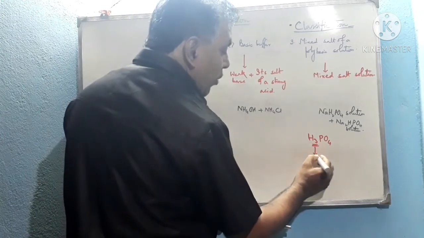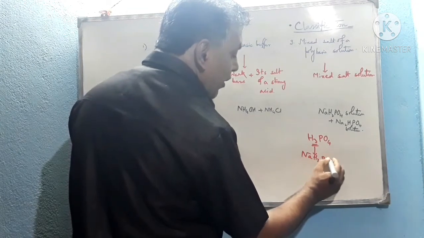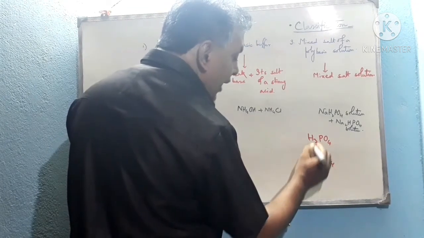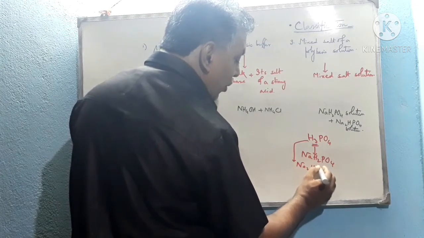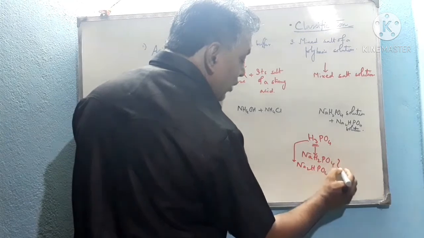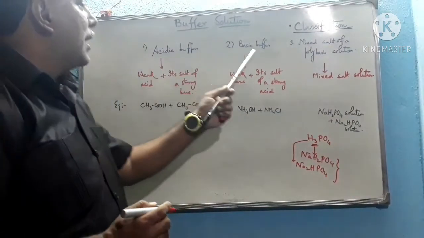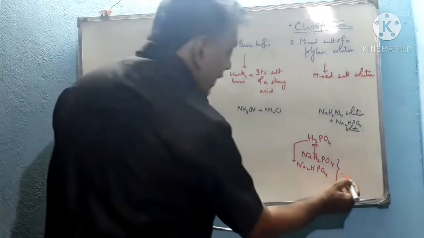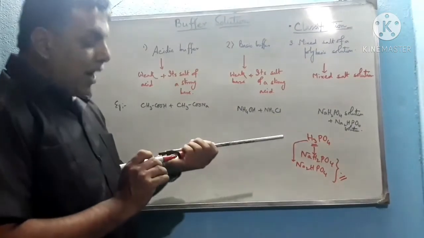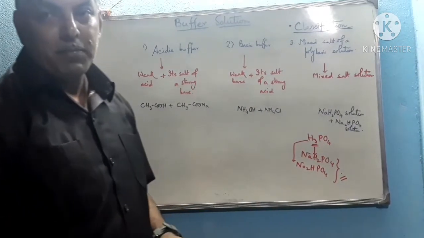So if one hydrogen atom is replaced, then it produces NaH2PO4, and if two hydrogen atoms are replaced, then it produces Na2HPO4, and these two salt solutions may act as a buffer solution. But actually, these two are the most important buffer solutions. One is the acidic buffer and the second is the basic buffer. Third is the mixed salt solution of a polybasic acid. We have given the example.